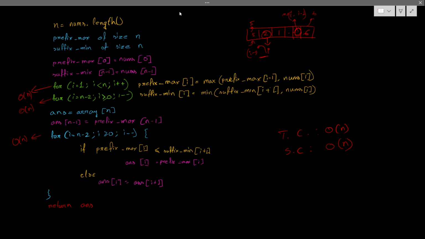But here we can reduce these two arrays. How could we do that? Every time I need what? I need the minimum value, right? Minimum suffix min. Suffix min, I told you.